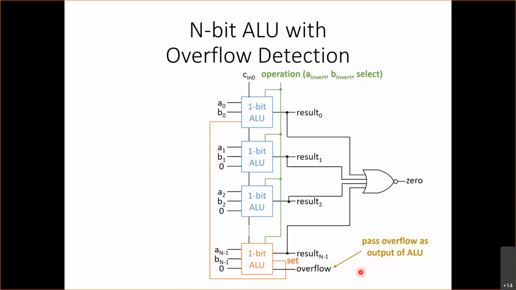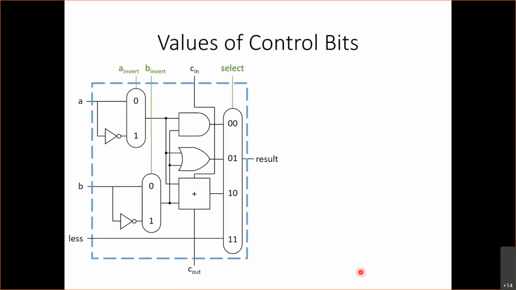All right, finally, let's move on to our final topic. Now that we've designed an n-bit ALU from this 1-bit ALU, the question is, what am I going to set my control lines to in order to perform each of the operations? If I want my ALU to perform an AND, my operation is going to be the combination of A invert, B invert, and select. So if I'm doing an AND operation, what's select going to be?